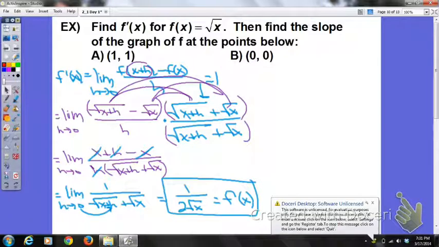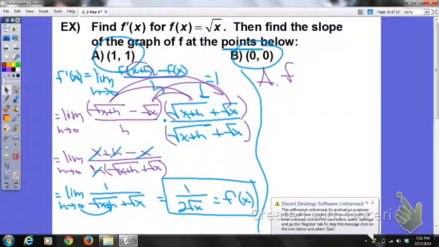The question also asked us to find the slope of the graph at these specific points. So (1, 1) and (0, 0). So for A, we're simply going to plug in our x value of 1. So f prime of 1 is equal to 1 over 2 times the square root of 1. Well, the square root of 1 is 1, so the slope when x is 1 is 1/2. That's our m, that's our slope.